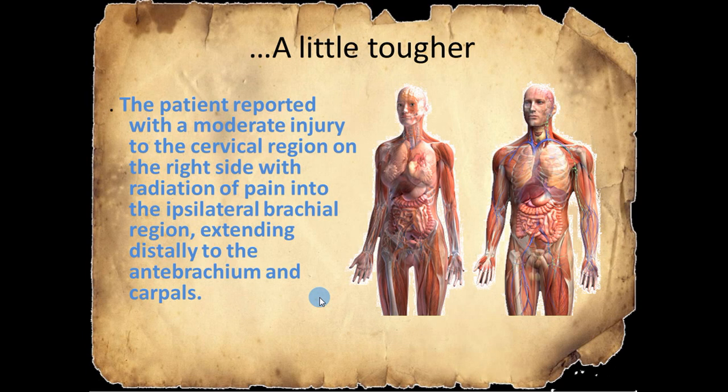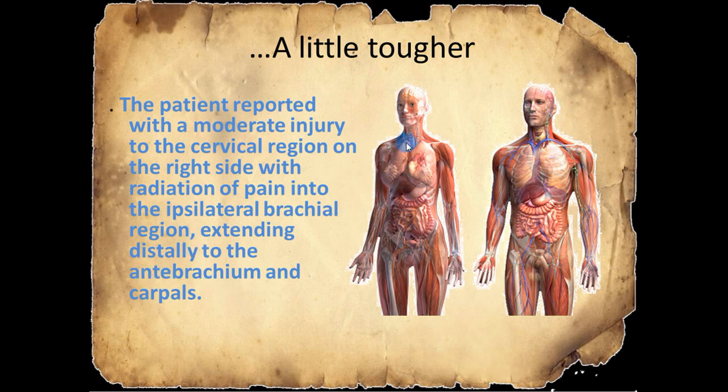What's ipsilateral mean? It means the same. Brachial region is what part? Brachial, referring to the arm, extending distally, so extending further down the limb to the antebrachium and the carpals. Carpals, where's that referring to? Think about it. When have you heard the word carpal? Carpal tunnel, right? And they have a surgery on their wrist.